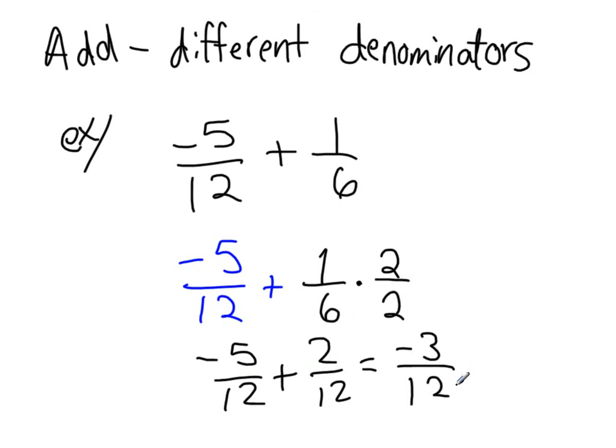Now be careful. If we can reduce the fraction, we must do so. 3 can go into itself once. We still have a negative though, right? And 3 can go into 12 4 times. So our final answer is negative 1/4. And that's how we add.